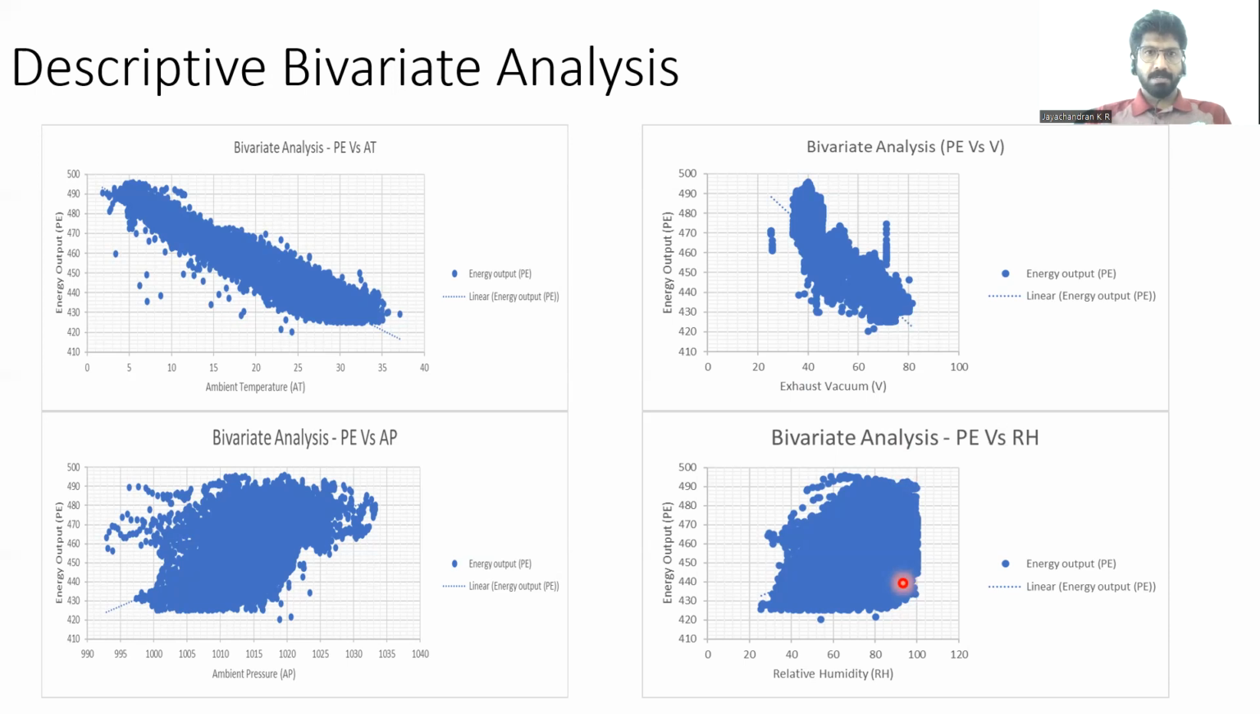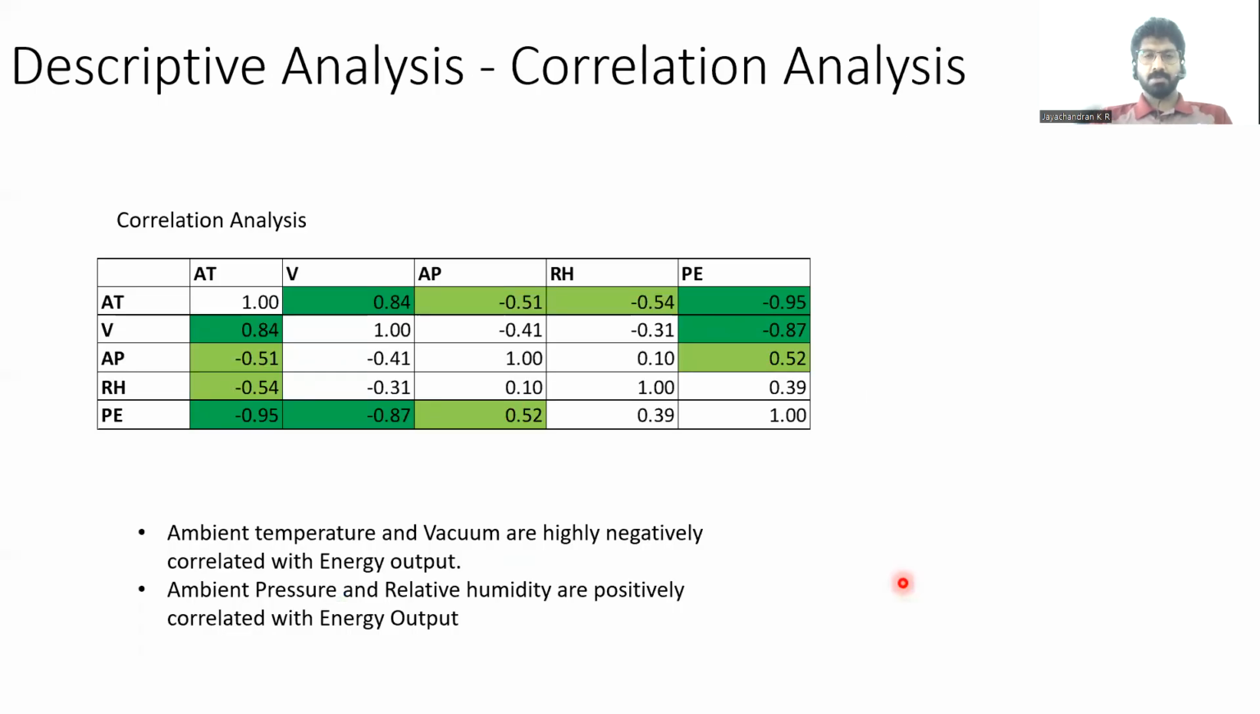So now let's look at a correlation analysis, which also helps us to identify how the different variables are correlated among themselves. Here what we can see is that the ambient temperature versus the output energy has a big negative correlation. Similarly, the vacuum versus the output energy also has a high negative correlation. Whereas the ambient pressure and the relative humidity are positively correlated, but it's not very high. It's 0.5 and 0.39. So that's what we can see.